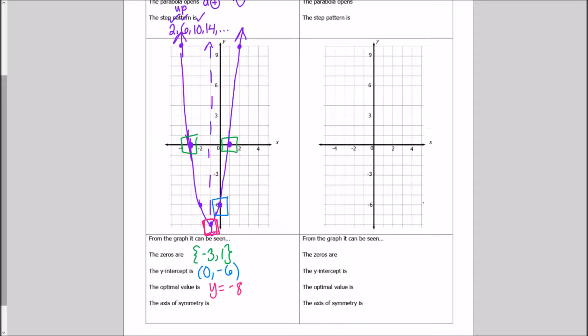And my axis of symmetry, which we drew in right here, is going to be, don't forget to write the equation of a line. So I'm going to say that it is x equals 1. And then I'm all set with this question.